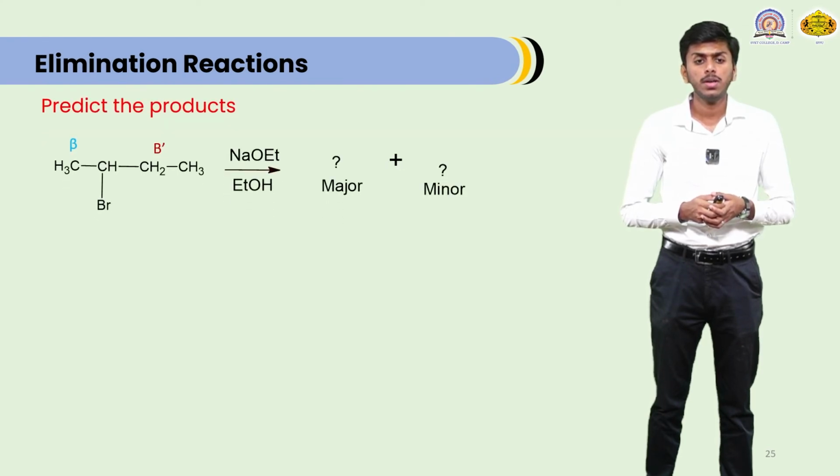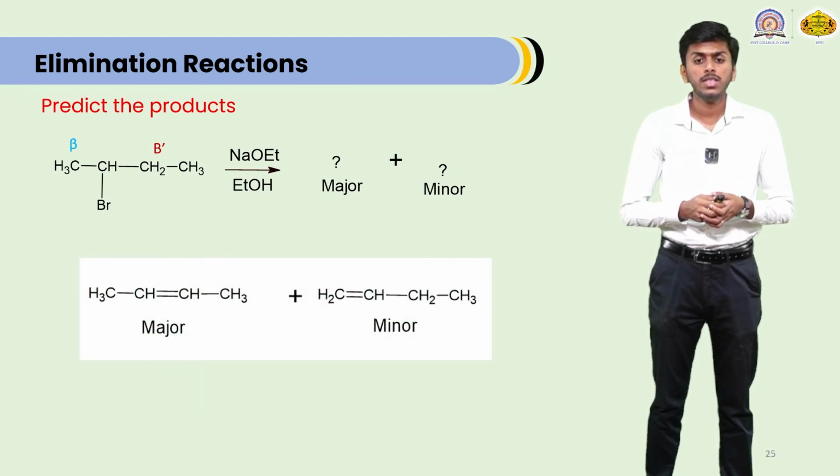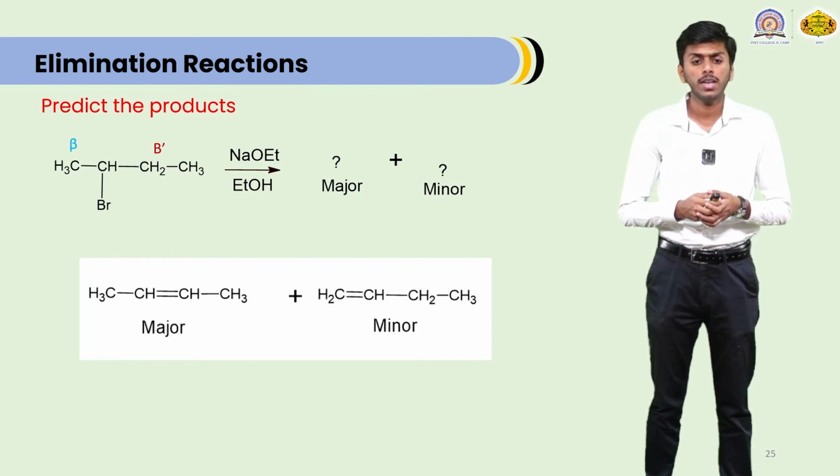The third example is of the elimination reaction. Here is a substrate which is treated with a base. There is a possibility of two products, major and minor, by abstraction of a proton from the beta carbon or by abstraction of a proton from the beta dash carbon. This is the answer for the above reaction. The major product and minor product: the more substituted alkene is the major product in this case, and the less substituted is the minor product.